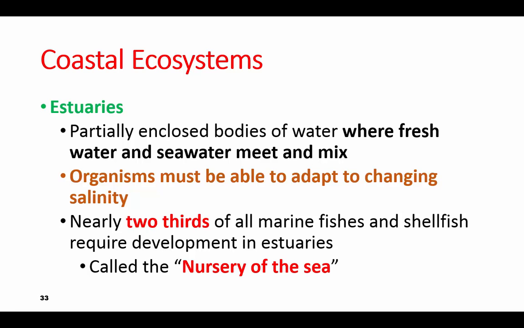They meet together and they mix. And so anything that lives there has got to be able to react to it being saltier at times than other times. Two-thirds of marine fishes and shellfish will develop in the estuaries. A lot of organisms go there to spawn or to lay their eggs, so it's referred to as the nursery of the sea. It is very nutrient rich in that area.